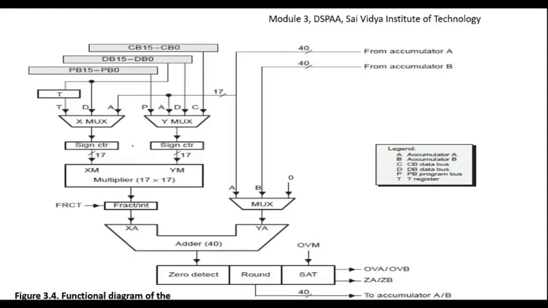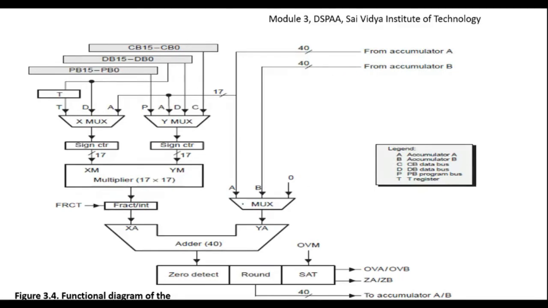A sign control bit controls the sign based upon the sign extension mode bit of the ST1 register. After multiplication, we have the fractional bar integer block. Depending upon the FRCT bit, this fractional bar integer block is going to perform the operation, and after that fractional modification, we have this input XA. What is the other input? The other input to the adder may be the previously stored data, that is the data may be stored in accumulator A, or in accumulator B, that will be selected.